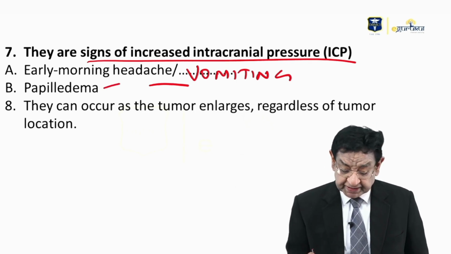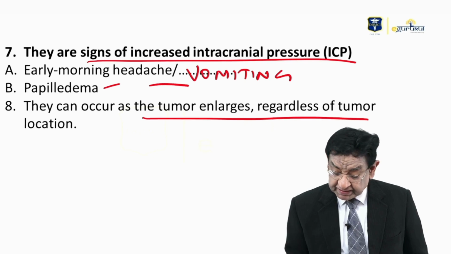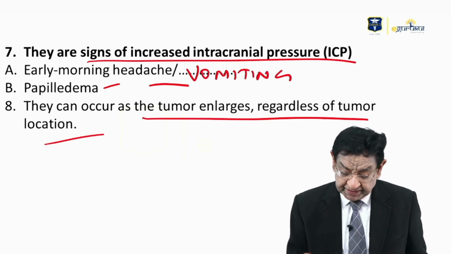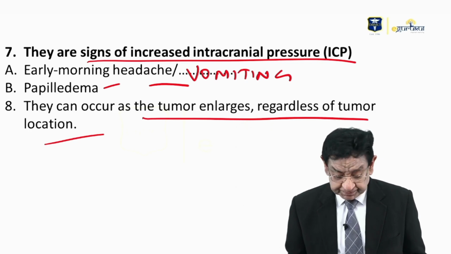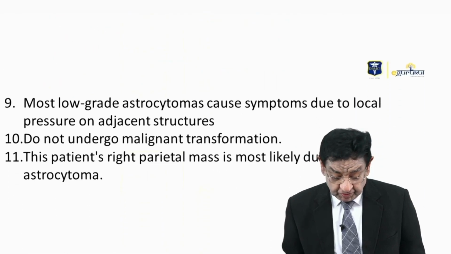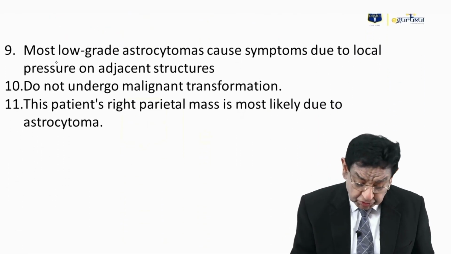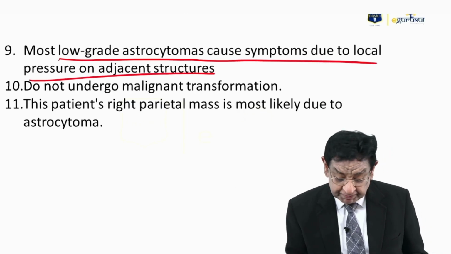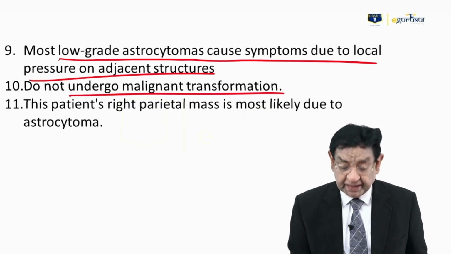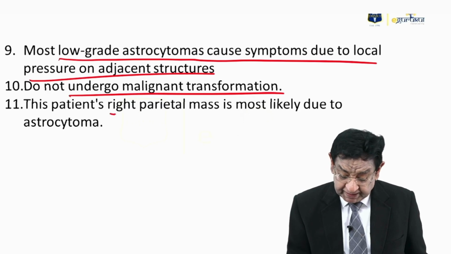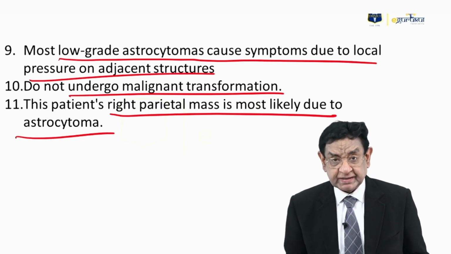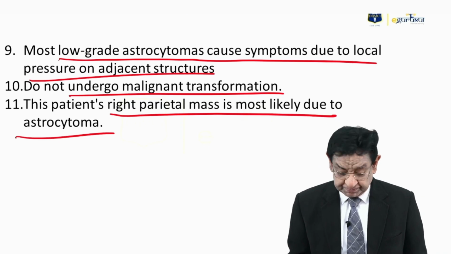Papilledema is again due to raised ICP. It can occur as the tumor enlarges, regardless of tumor location, whether supra or infratentorial. Most low-grade astrocytomas cause symptoms due to local pressure on the adjacent structures because they are benign tumors. They grow slowly. They do not undergo malignant transformation. The patient's right parietal mass is most likely an astrocytoma, as I told you, the most common type of brain tumor in the pediatric age group.